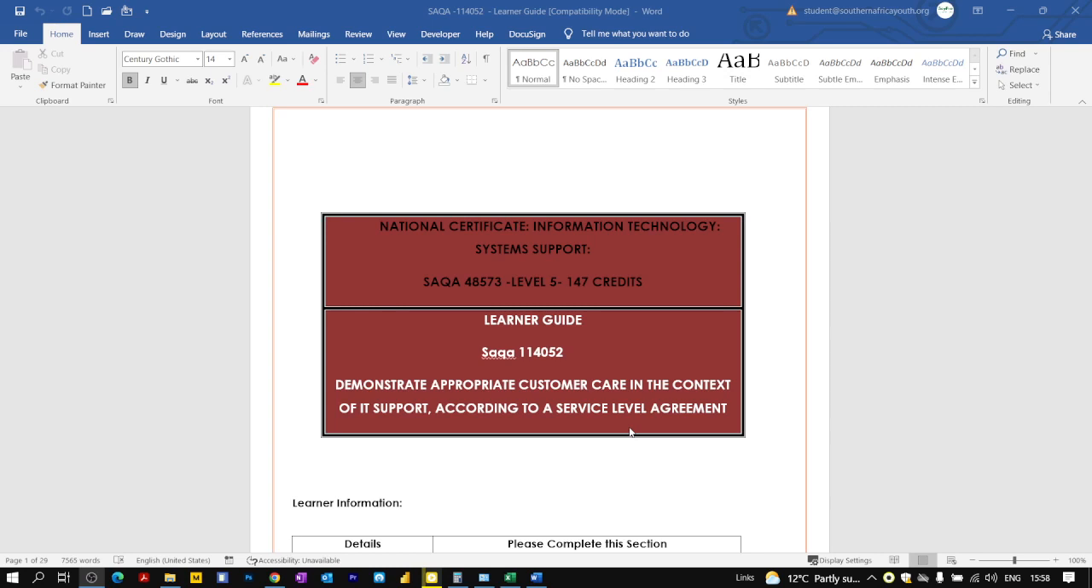So in this particular unit standard, we're going to be looking at all those things: how to be appropriate, how to address people with respect, how to be able to point out exactly where what they call the points of pain. So exactly where the grievances are, and also make sure that your clients are then able to understand how you solve those particular grievances and so forth. So once we understand that, then we're able to perform appropriate customer care in the context of IT support.